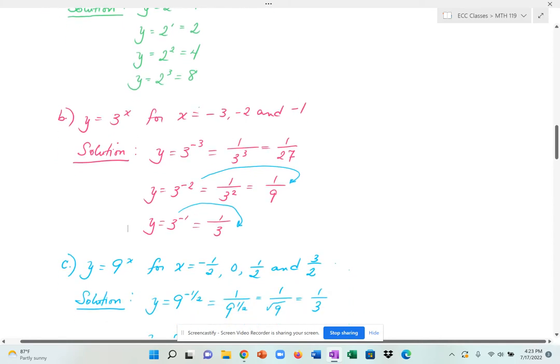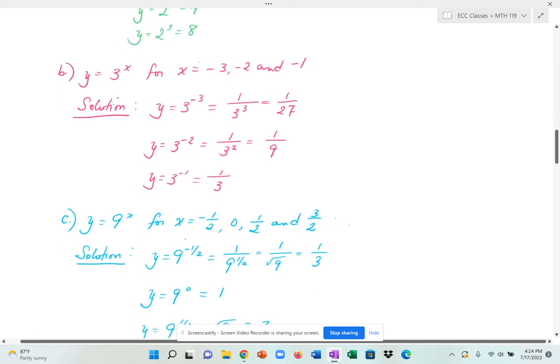So here I have y equal to 9 to the x. This time I'm inputting some fractions. I have x is -1/2, 0, 1/2, and 3/2. So 9 to the -1/2 is the same as 1 over 9 to the +1/2. But remember, a fraction as an exponent becomes a radical. That's 1 over the square root of 9, which gives me an answer of 1/3.